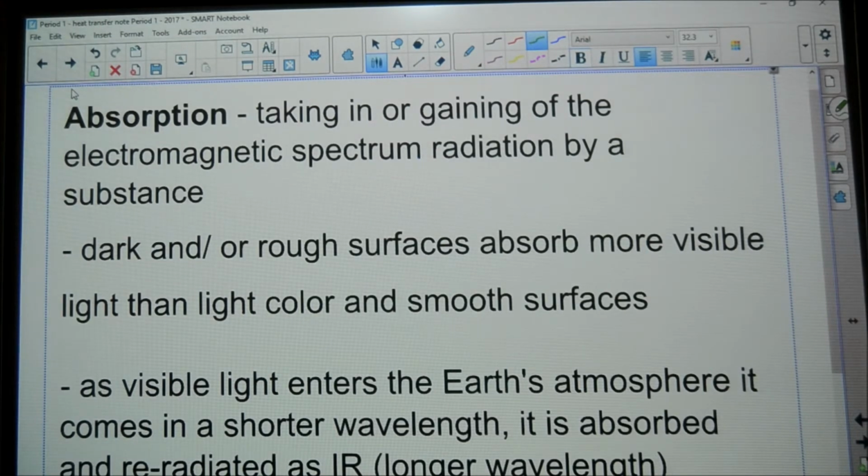All right? So if I'm looking at rough surfaces versus a smooth surface, that rough surface, that texture, has more surface area. So I have more surface area for absorption to actually occur. So if I'm looking at a forest versus if I'm looking at a beach, the forest, the darker colors, the rougher texture is actually going to absorb more than the beach. Beach tends to reflect more.